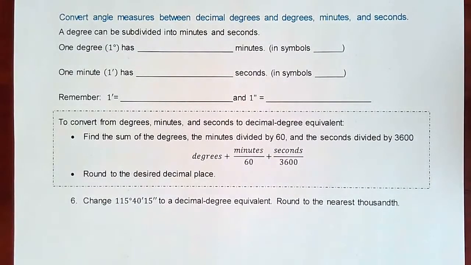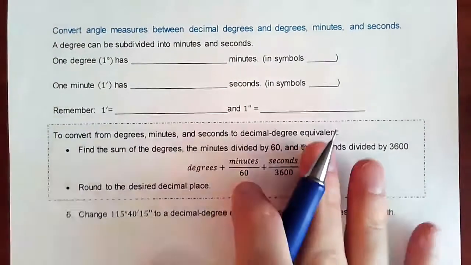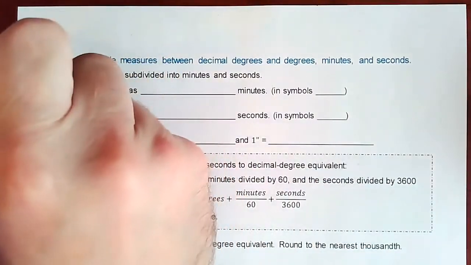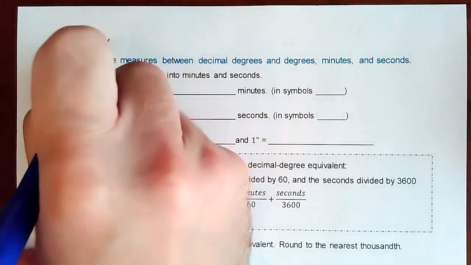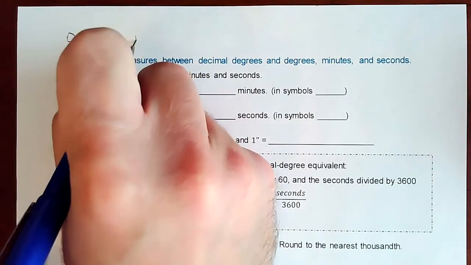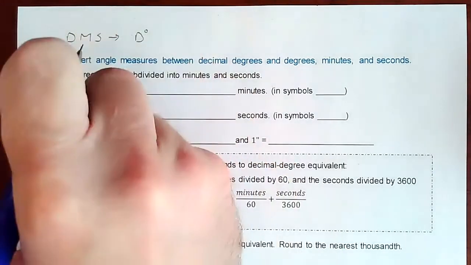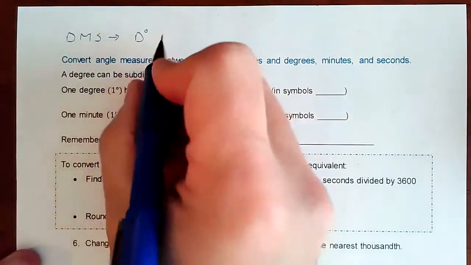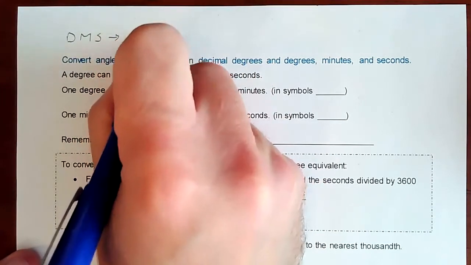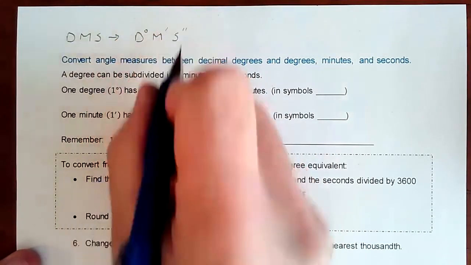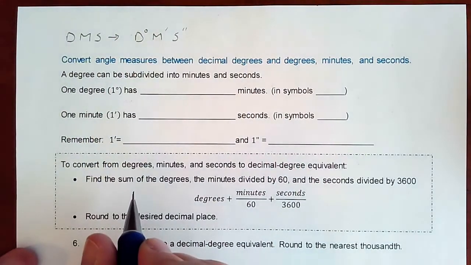In this video, we're going to introduce the idea of degrees, minutes, and seconds. So it looks like this. It's called degrees, minutes, seconds. And so you have a degree value, and instead of a decimal, it's called minutes and seconds. And that's kind of the symbols that we use for that.